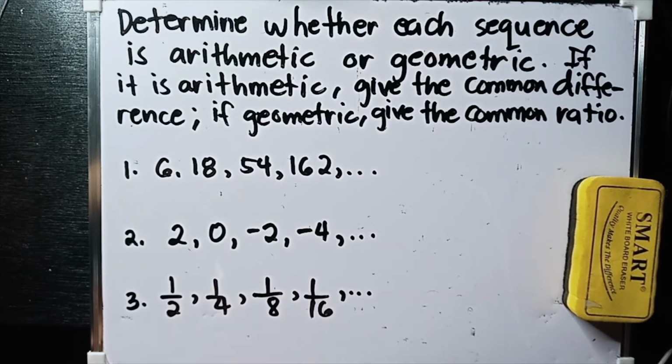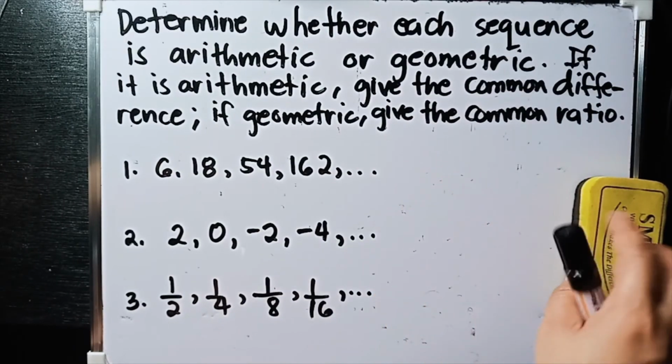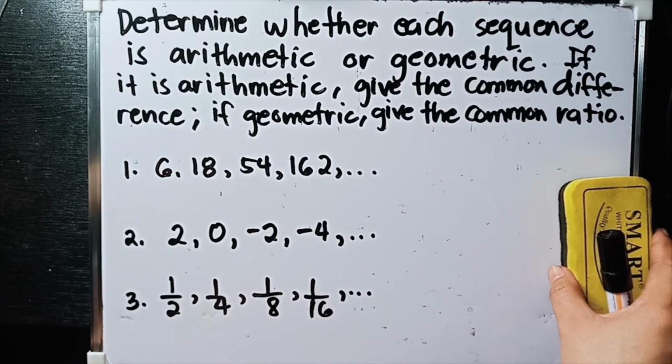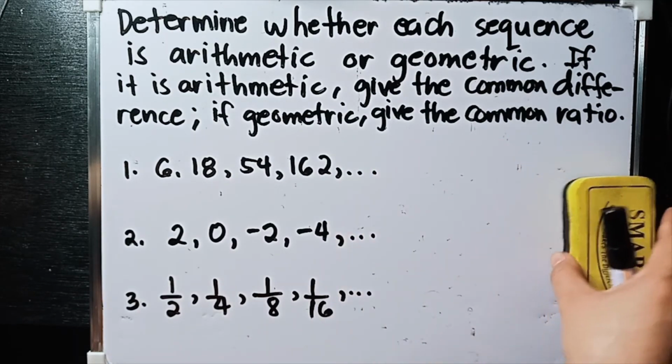So, let us try to differentiate between arithmetic and geometric sequence. For this activity, let us determine whether each sequence is arithmetic or geometric. If it is arithmetic, give the common difference. If it is geometric, we will give the common ratio.